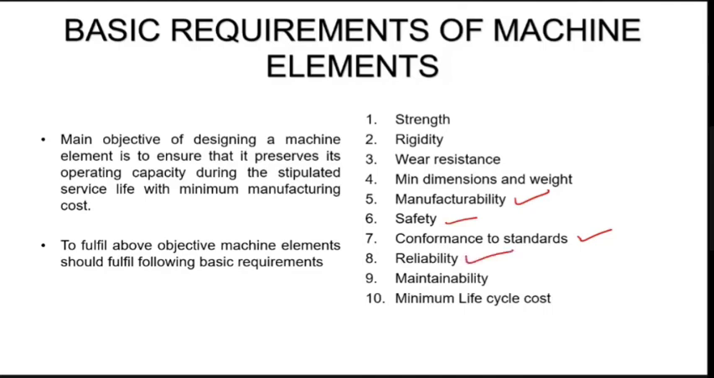Then reliability. What is reliability? Reliability is a probability that a machine part will perform its intended function under desired operating conditions over a specific period of time. I am repeating, reliability is a probability because you cannot be 100% reliable. Reliability is never 100%, because it is a probability that a machine part will perform its function under some desired operating condition, and it will work satisfactorily over some period of lifetime.